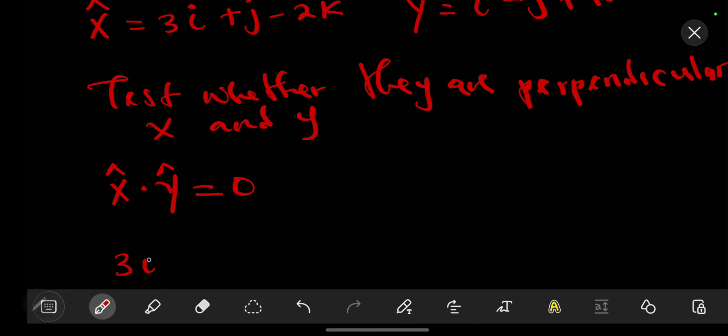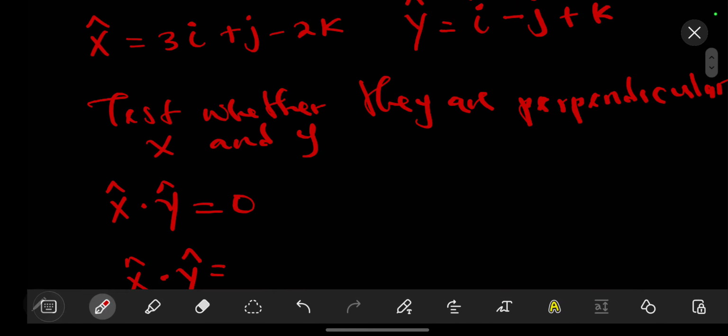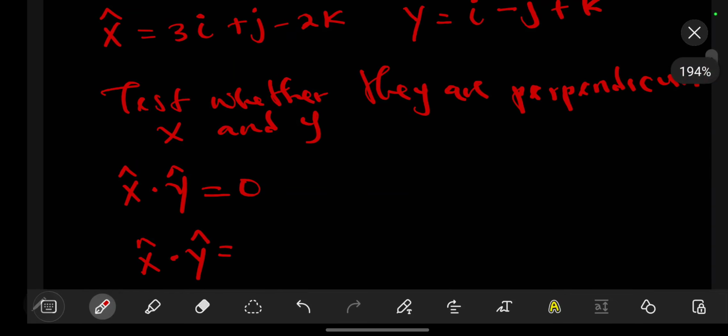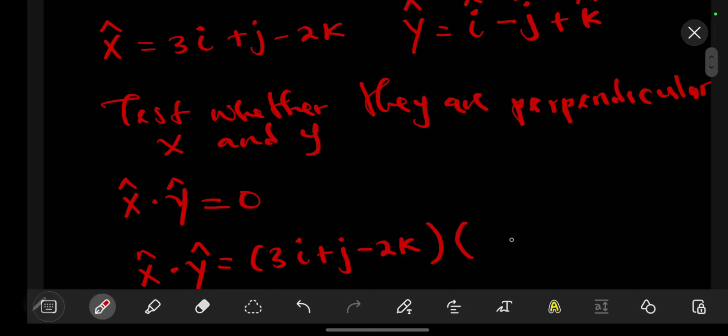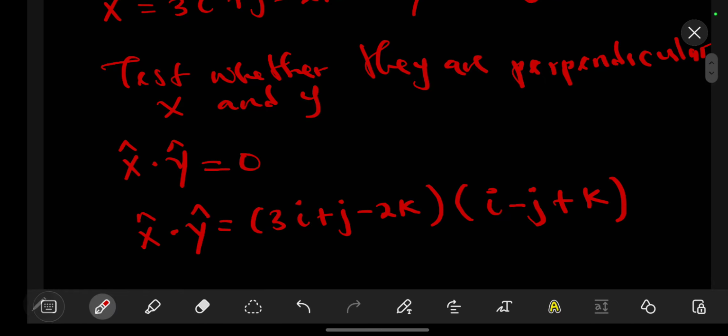So let's say, for example, you have 3i plus j. Let's find x dot y. The vector for x is 3i plus j minus 2k. We multiply it with the one for y, which is i minus j plus k. How we multiply them, just in case you haven't watched the previous video, kindly comment so that I forward you the link.